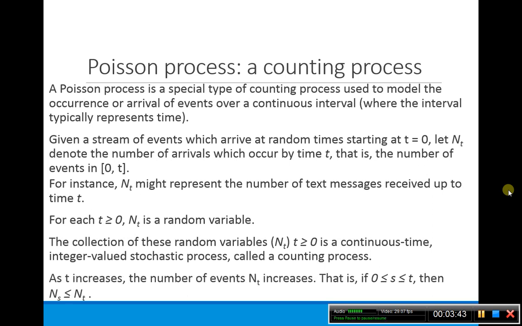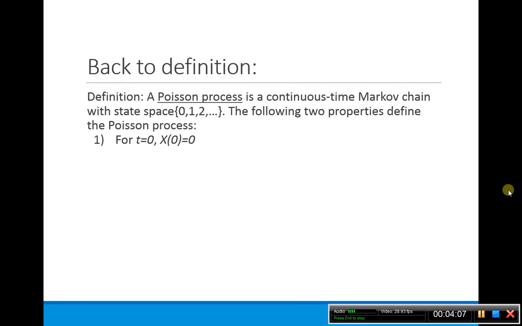So as t increases, the number of events has to increase. If you have some time s smaller than the time t you're looking at now, then the number of arrivals at time s has to be less than or equal to the number of arrivals at time t. So you're assuming it can only go up. You've already counted them. You're not assuming that they're leaving. You're only counting the number of arrivals.